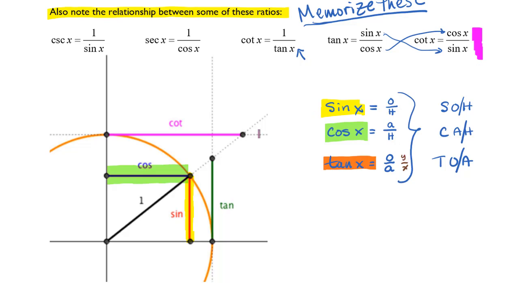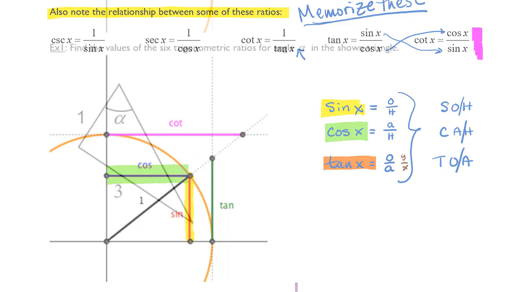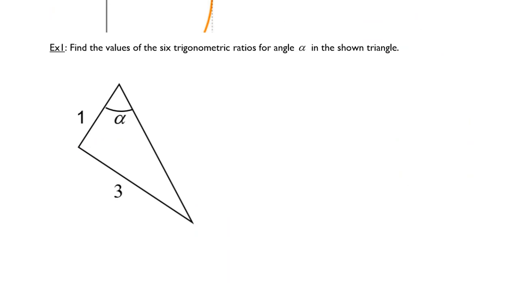I don't want to emphasize that too much right now, but it is interesting to see the relationship of cotangent with respect to the unit circle. Now, we're asked here to find the values of the 6 trigonometric ratios for angle alpha. Told you we were going to change up the Greek letters. Angle alpha in the shown triangle.